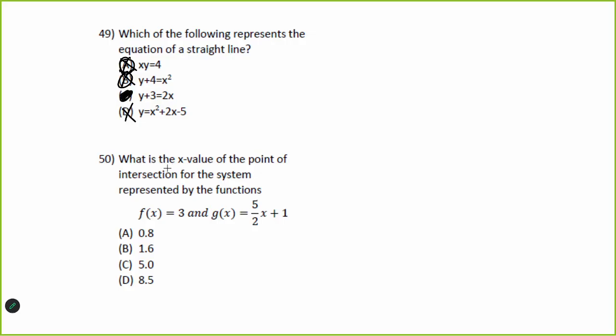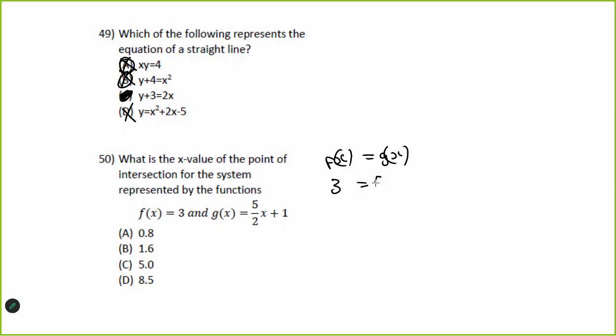Right? What is the x value of the point of intersection for the system represented by the function? What is the x value of where these two would intersect each other? This question, points of intersection is when they are both equal. So you want to know when f of x is equal to g of x, the point at which they are equal. So what is f of x?